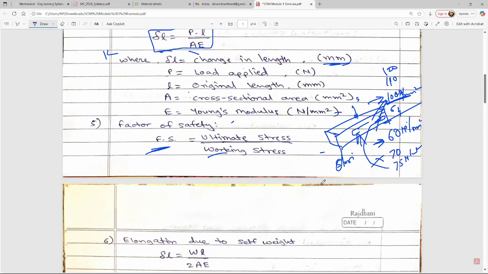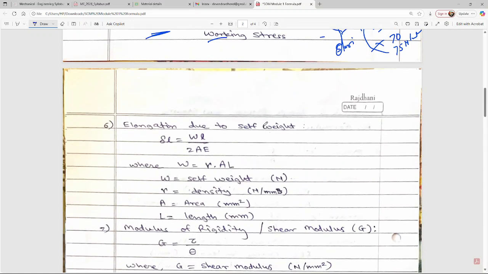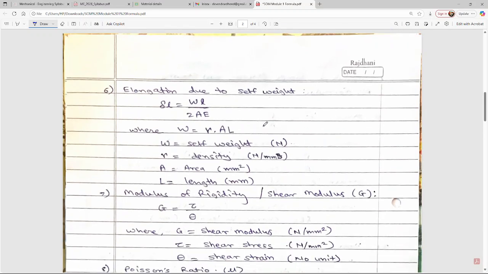at any smallest user's mistake. Okay, so it's called a durable product. Next will be elongation due to self weight.